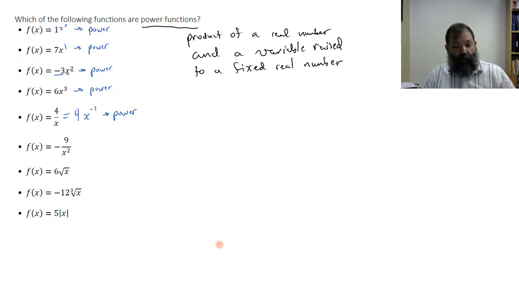Similarly, in the next example, I have negative 9 over x squared. That's the same as negative 9x to the negative second power. And again, using similar reasoning as the previous exercise, this is a power function.